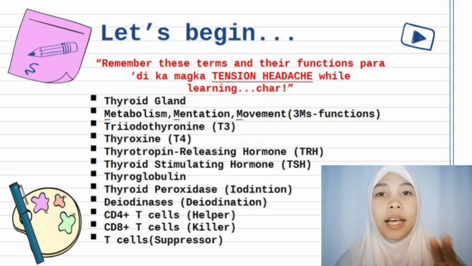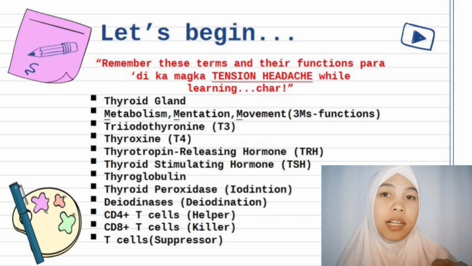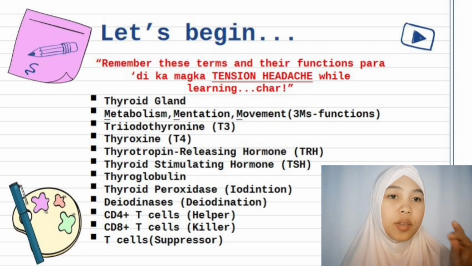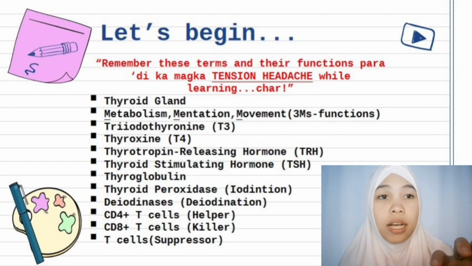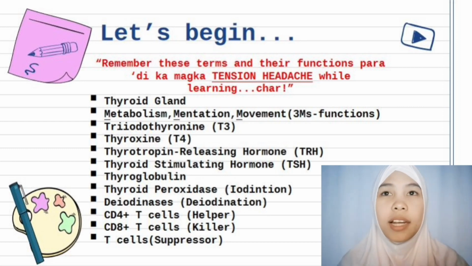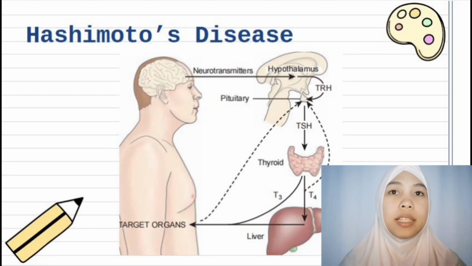Okay, now we also have the CD4 T cells, helper T cells, CD8 T cells, killer T cells, and T cell suppressors. So that's very important. I hope you already know that because we've already discussed that during last semester. Okay, now let's proceed to Hashimoto's disease.